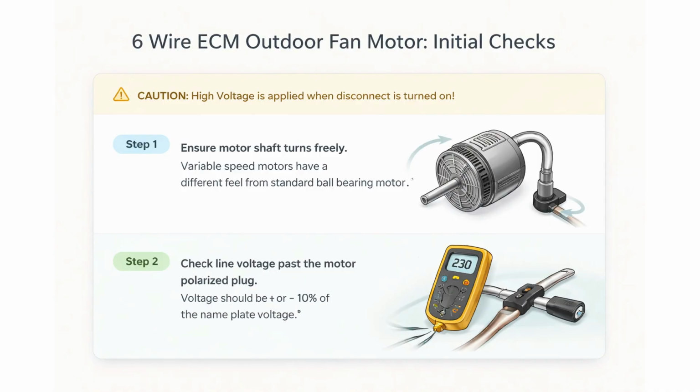For 6-wire ECM outdoor fan motors, always remember that high voltage is present whenever the outdoor unit's disconnect is turned on. Your first step is to ensure the motor shaft turns freely by hand, keeping in mind it will feel slightly different than a standard motor. Next, verify the line voltage past the polarized plug is within 10% of the nameplate rating.